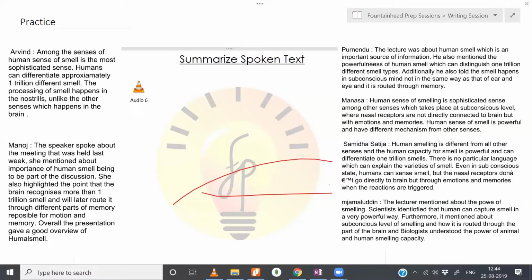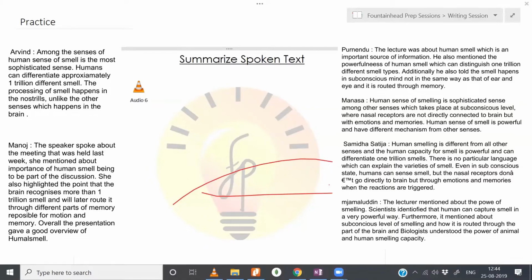So I think most of you have done well, but I want to see some model answers also. Last week's lecture was on human hearing. This week it is smelling. So those are not required. Completely focus on smelling. So that is the focus, right?